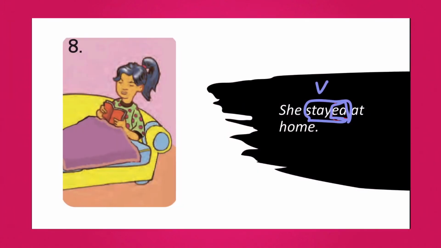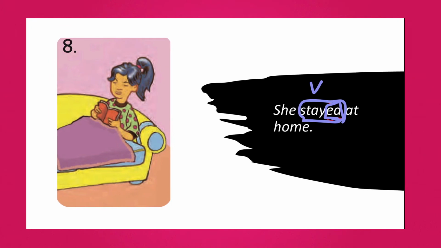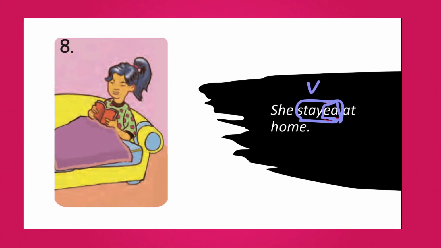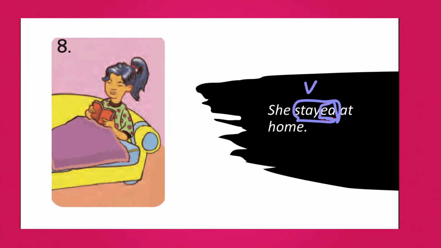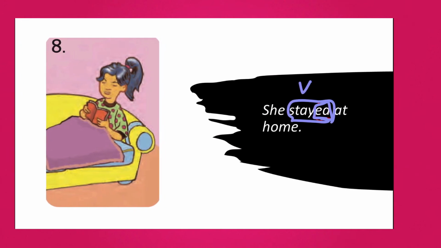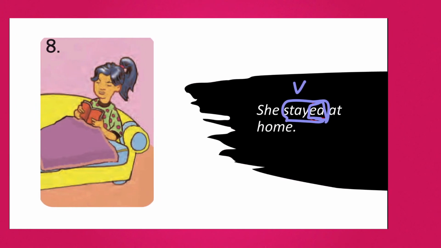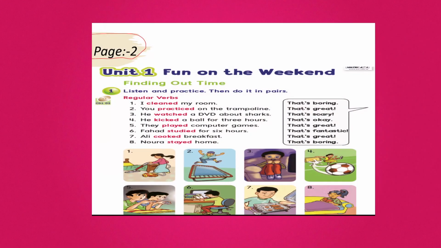She stayed at home. Where's the verb here? Is stayed. So we're going to underline it or circle it. Then we are going to write V for verb. And then what kind of verb is it? It is a regular past.